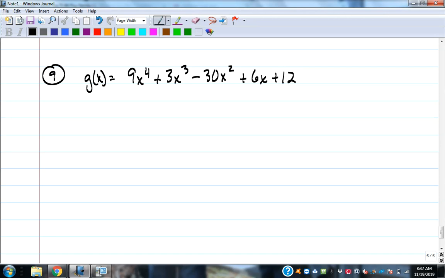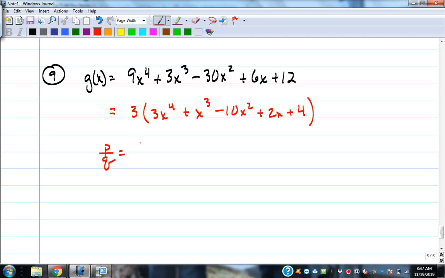What could we do with this one? What could we do first? GCF of 3 would make those numbers smaller, which always makes life easier. So I'm going to pull out the GCF of the 3. It doesn't have an x on it, but it still just makes the math a little easier. So it's going to be 3x to the 4th plus x to the 3rd minus 10x squared plus 2x plus 4. And then I can do my P over Q list for 3 and 4 instead of 9 and 12. Much smaller lists there.